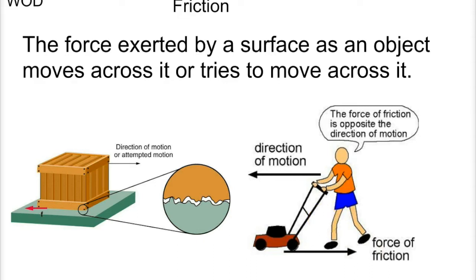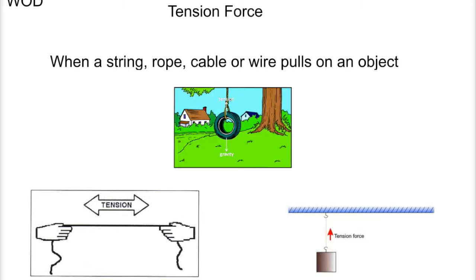Okay. Last word of the day is something called a tension force. And this is when a string or rope, cable, or wire pulls on an object. Most of the examples we're going to do today are going to be tension forces that go up and down and work against gravity. But we can also have tension forces, like a lot of the examples we have regarding tug of war, okay, or this example where we have this cable holding up this box.